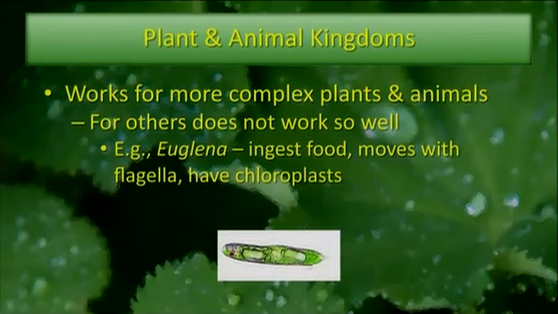So let's see the differences between plants and animals. Most people would say that plants are green, plants don't move and plants don't eat. Whereas animals do move, animals are not green, and animals eat plants or other animals. But here you have an organism that ingests food through a gullet. It moves by means of a flagellum. It also has chloroplasts. Many of them have chloroplasts anyway, so sometimes they can do photosynthesis.